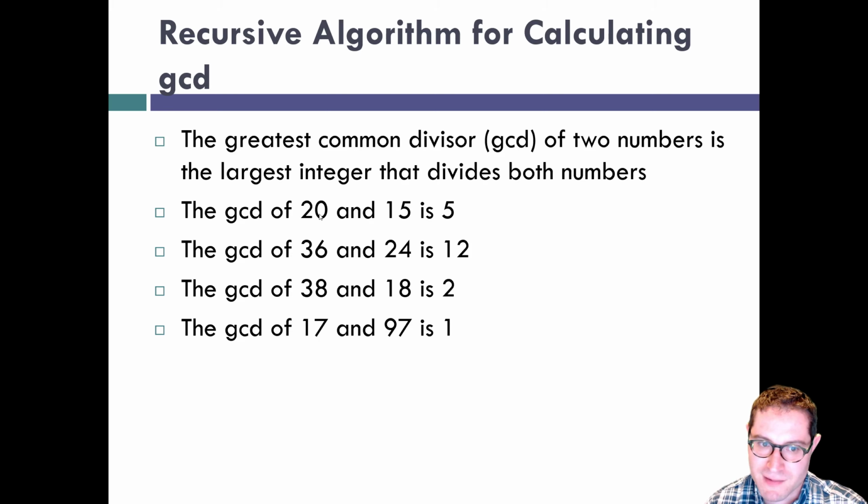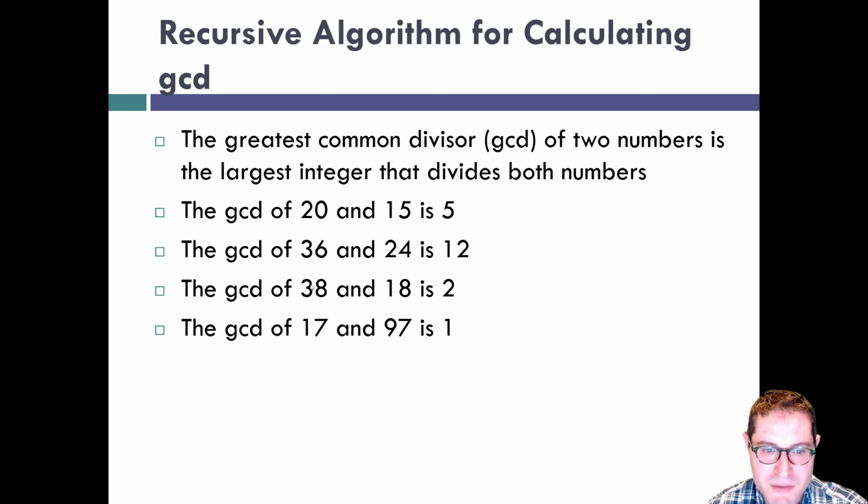10 will divide this guy, but not this guy. 5 is the biggest number. It's not the only number, right? 1 divides both these guys, but 5's bigger. Similarly with 36 and 24, 24 divides this cleanly twice and this cleanly 3 times, right? These are both multiples of 12. The greatest common divisor is 12.